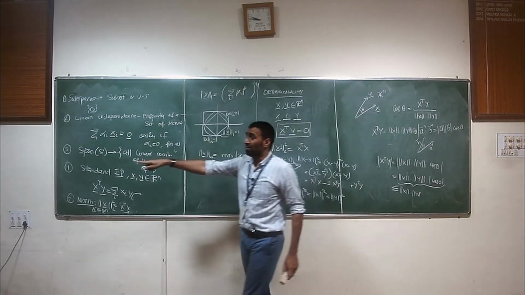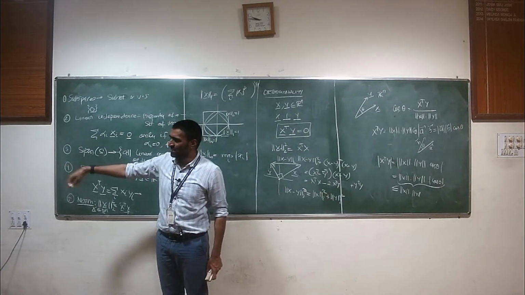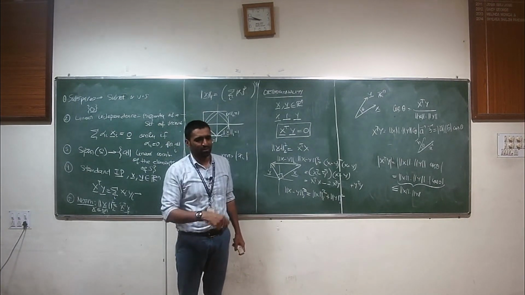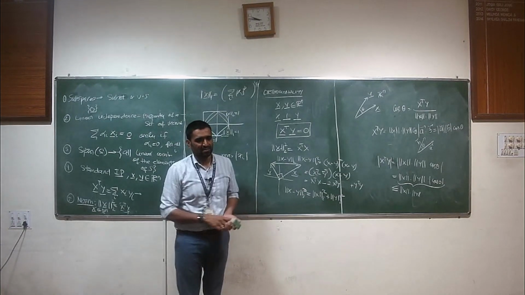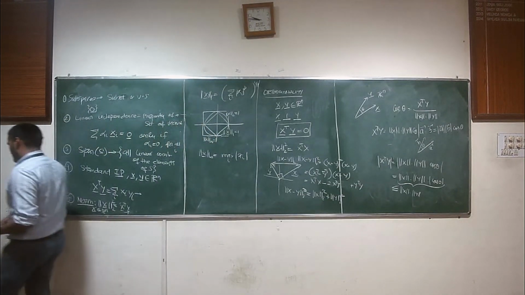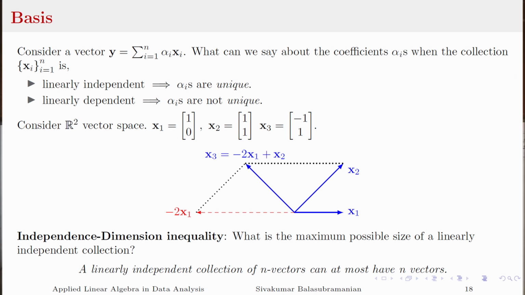The magnitude of the inner product between two vectors is always less than or equal to the product of the lengths of the individual vectors. Okay. Now with that, that's all I wanted to say about inner products for now.